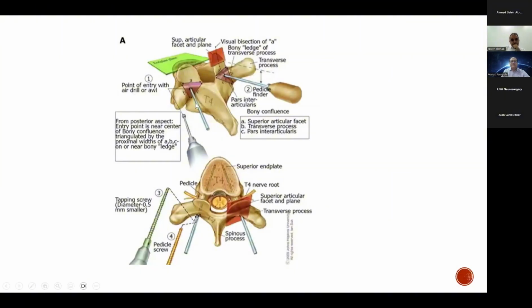So the first step is making a drill hole through the pedicle into the body. The second is the pedicle finder. Third is tapping the screw. Normally you use 4.5 millimeter diameter screws. So one is to use a tap which is 0.5 millimeter smaller, either a 3.5 or 4 mm tap, followed by the pedicle screw placement.